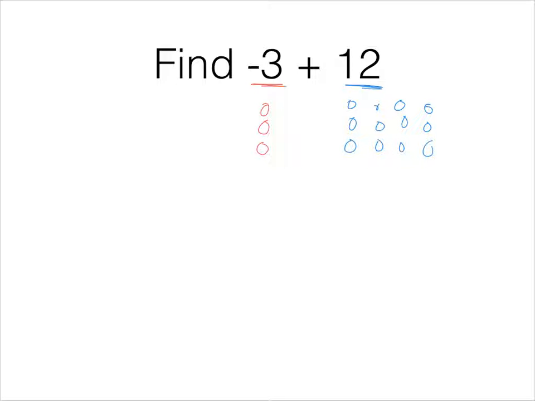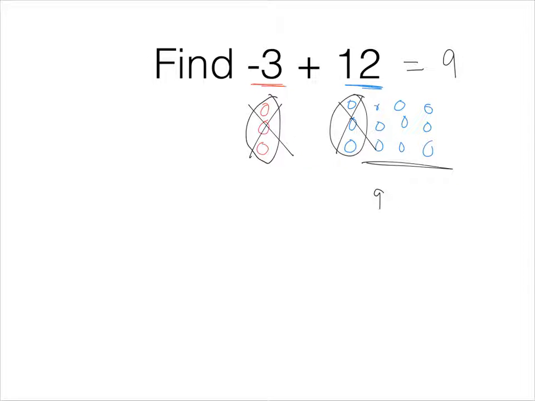Okay, so there's 12. My 3 here are going to cancel these 3 here and become my 0 pairs. What am I left over with? Well, I have 9 positives. So negative 3 plus 12 is going to equal positive 9.